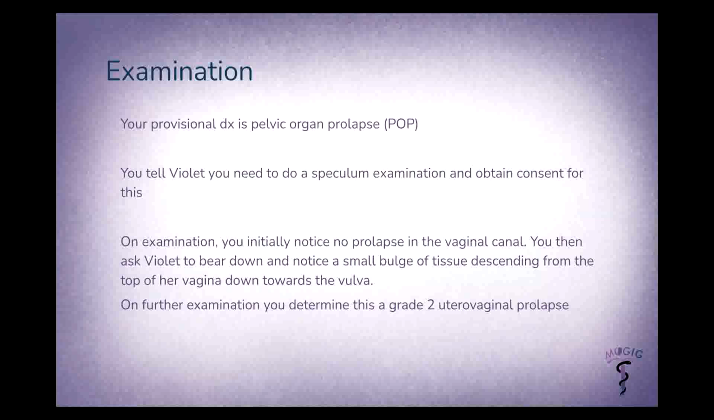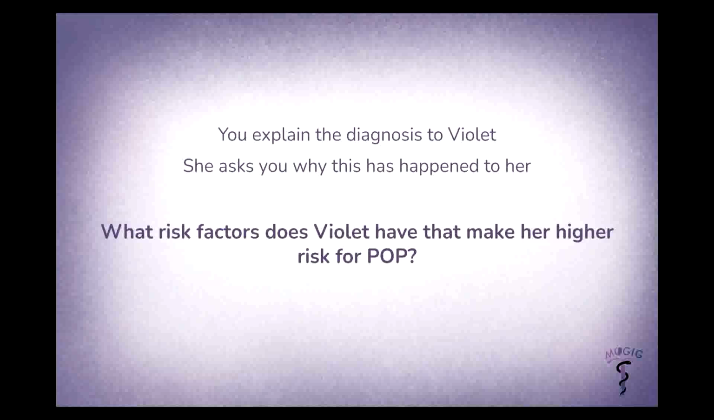So you tell Violet that you'll need to do a speculum examination and obtain consent, which she is happy to provide. On examination, you initially notice no prolapse in the vaginal canal. You then ask Violet to bear down and notice a small bulge of tissue descending from the top of the vagina down towards the vulva. On further examination, using the half of the speculum to retract the anterior and posterior walls of the vagina, you notice that this is a grade 2 uterovaginal prolapse. So part of the uterus from up high in the apex of the vagina is moving down into the vaginal canal. So you explain this diagnosis to Violet, and she asks you, why has this happened to her?